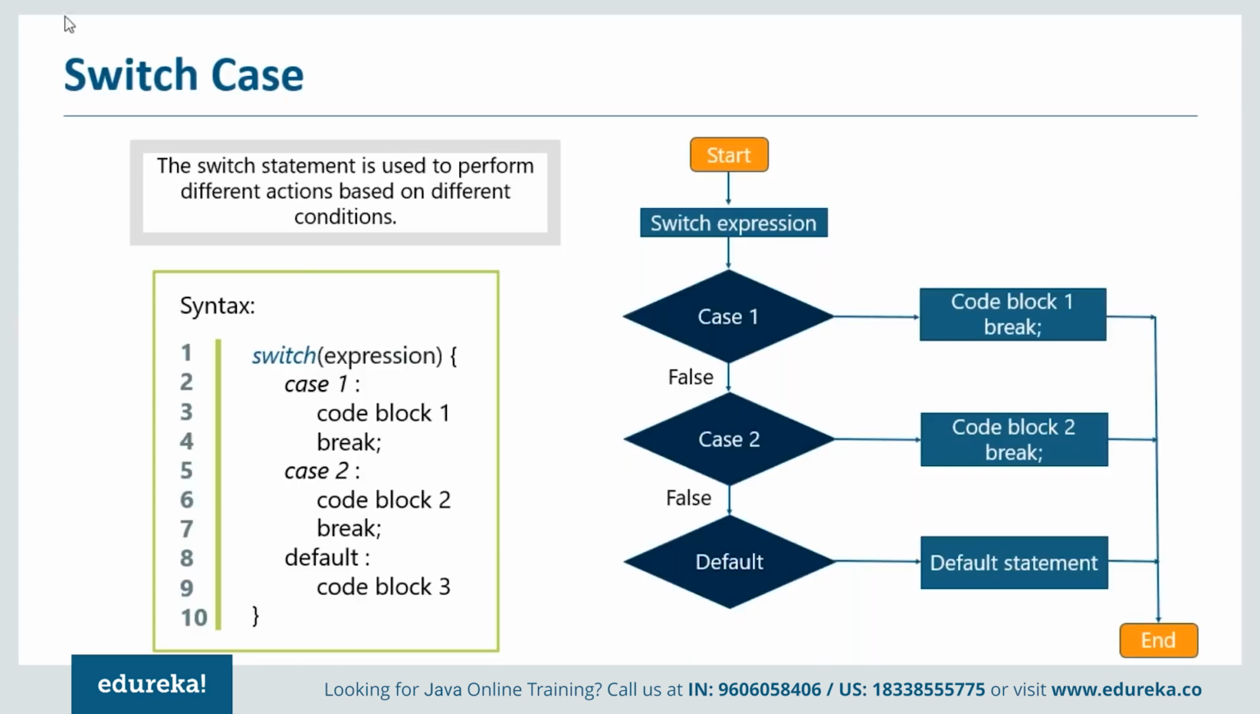Now how does this work? What happens is the expression within this switch statement is executed once. After that, the value of the expression is compared with the value of each of these cases. So if there is a match, the associated block will be executed. If the value of this expression and the value of this case are the same, then this code block will be executed. Let's try this with an example.